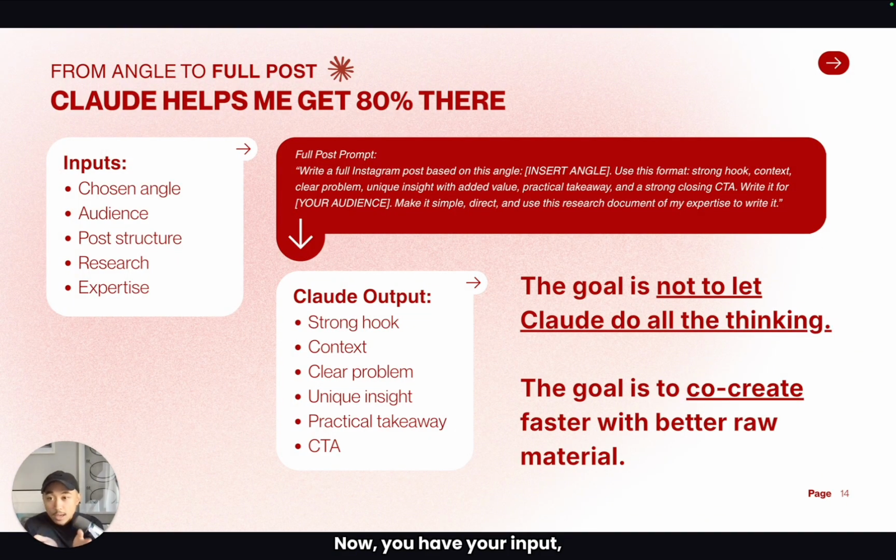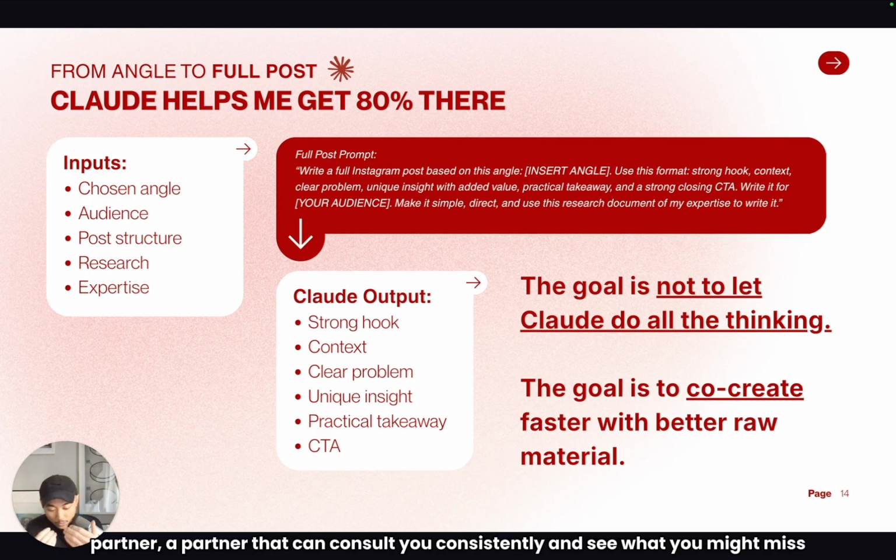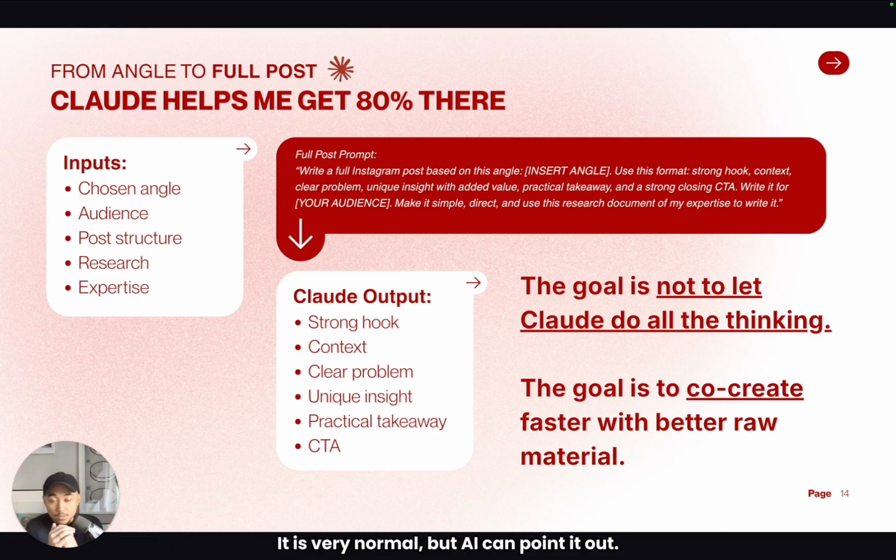Now, you have your input, you have your research, you got the angles, the audiences, the post structure, you got the research, you got expertise, but what is next? Now, the goal is not to let Claude do all the thinking. The goal is to co-create much faster with better raw material. So yes, it can help you improve stronger hooks, context, problems, insights, takeaways, CTAs, and you need to use it as a brainstorm partner, a partner that can consult you consistently and see what you might miss here and there. And you will miss stuff. It is very normal, but AI can point it out.